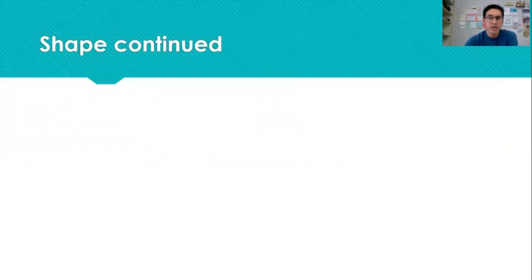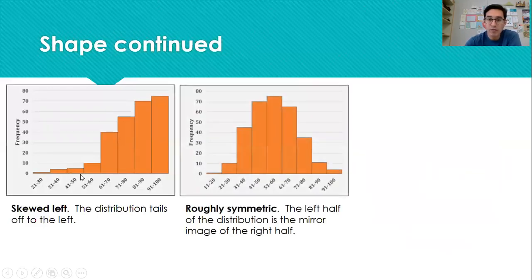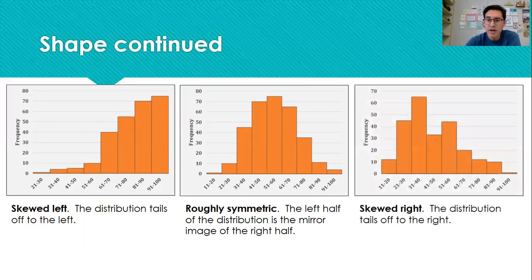Right. There's some more shapes to be aware of. Skewed left would be a distribution that tails off to the left side, so there's a lot more spread in the lower values. Roughly symmetric is data where the distribution looks like mirror images, the left side versus the right side. And skewed right would be a distribution that tails off to the right side. So now there's more spread in the higher values versus the lower values.